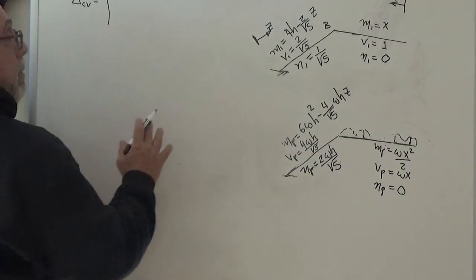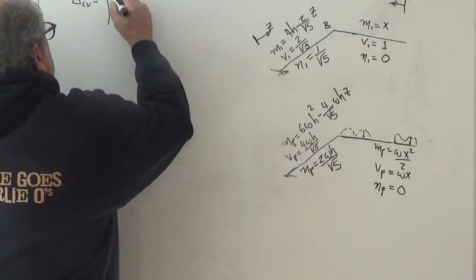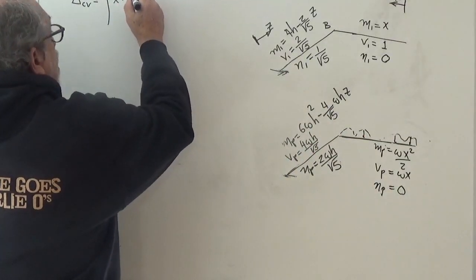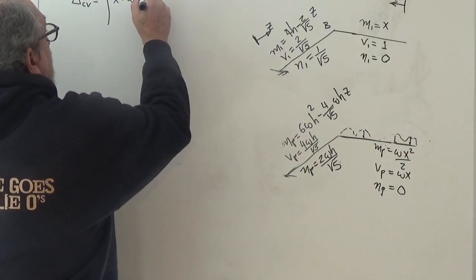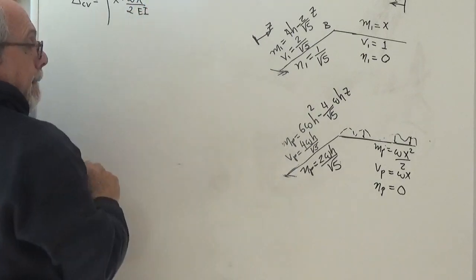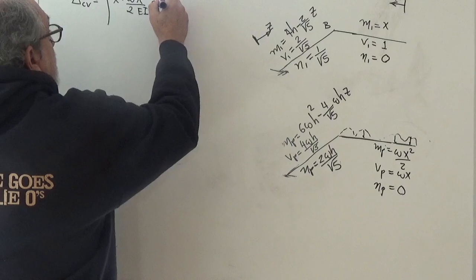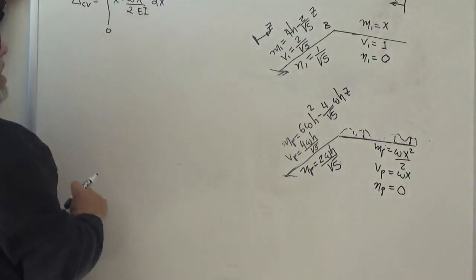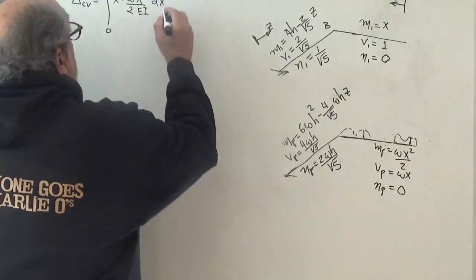So for bending, this bar M1, MP, W x squared over 2 EI dx, and the limits are from 0 to 2h. That took care of that bar.